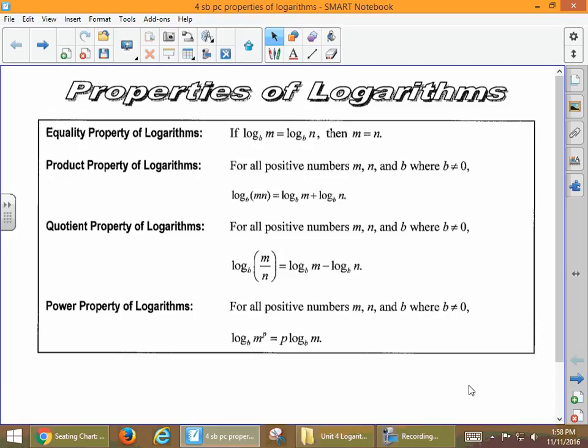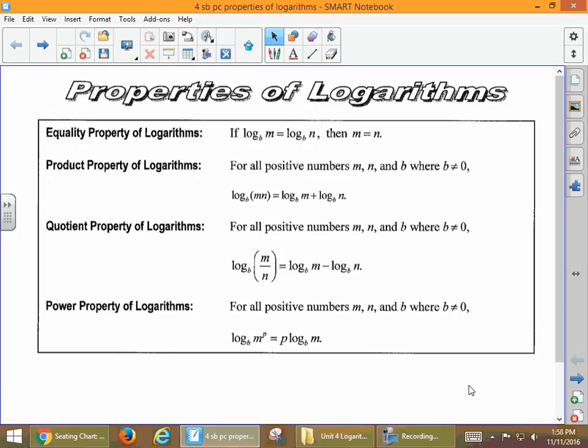There's a product property. Remember that product means answer to a multiplication problem. So if we have 2 values multiplied together within our logarithm, we can expand the logarithm by adding the 2 logarithms together.